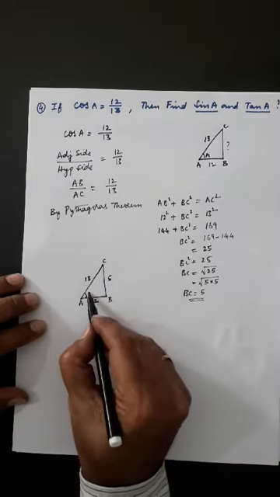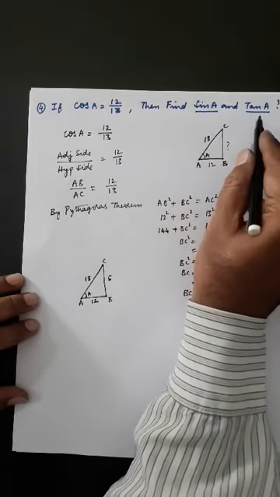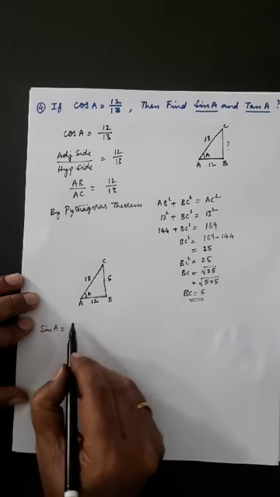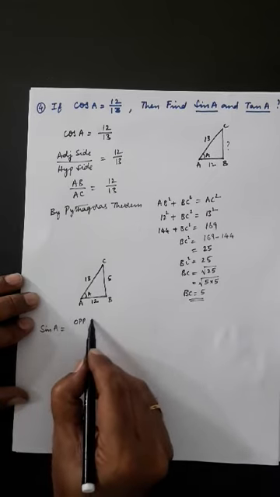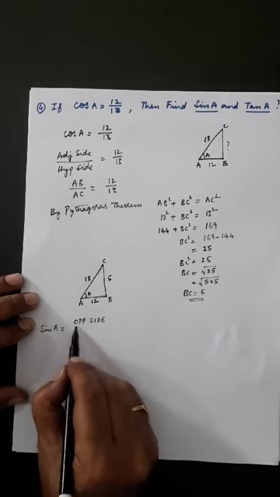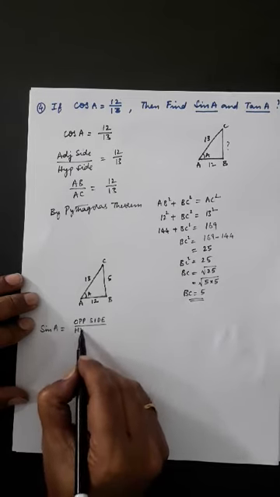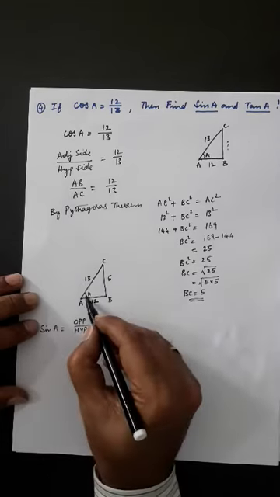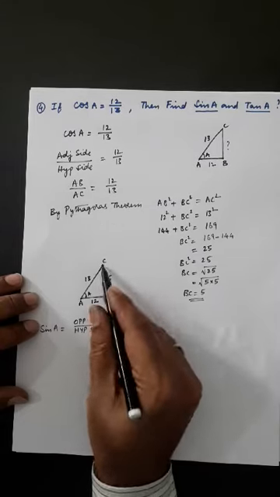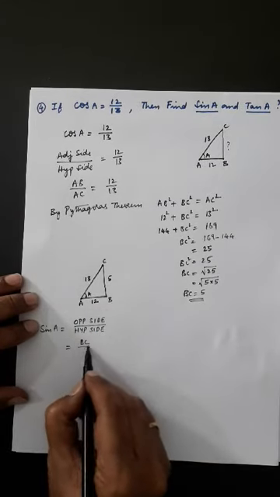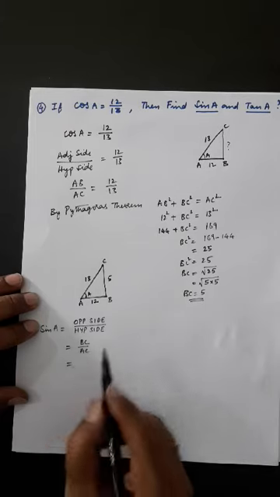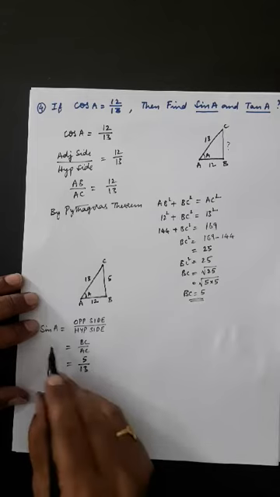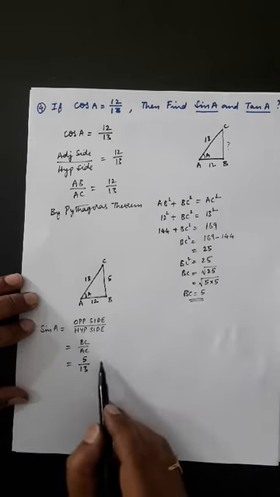So this is angle A. So what we need? Sin A and tan A. So sin A equal to, we know, opposite side divided by hypotenuse side. Okay, opposite side is BC, hypotenuse is AC. So BC divided by AC, which is nothing but BC is 5, AC is 13. So sin A is 5 by 13.